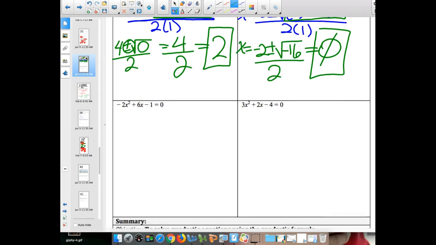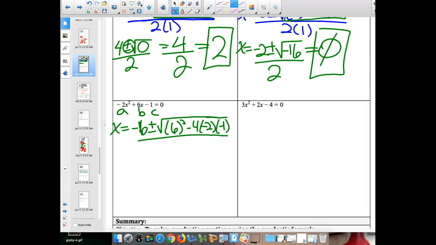All right, so our next one, we have our A, our B, and our C. So we're just going to plug it into our formula. So I'm going to say x equals negative 6. That's a negative 6 there. Plus or minus, we're going to have 6 squared minus 4 times negative 2 times negative 1. Double, triple check your negatives when you guys are plugging this stuff in. That's where silly mistakes are made. And on the bottom here, we have 2 times negative 2.